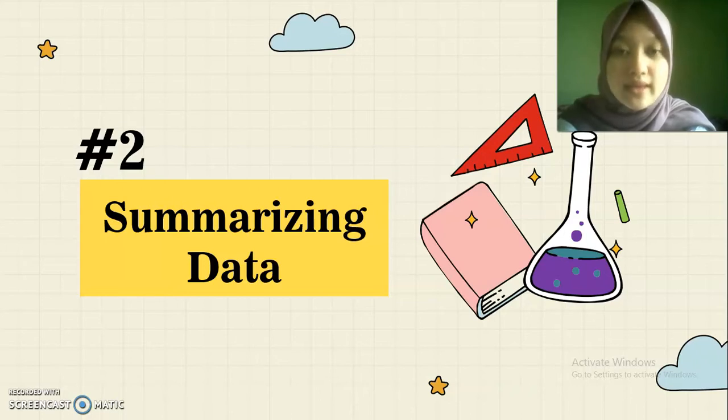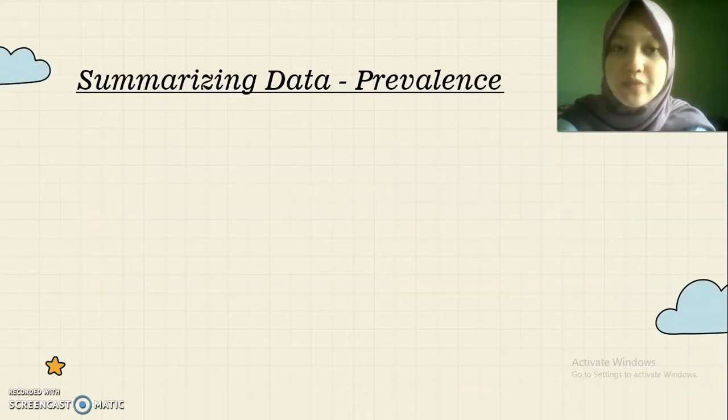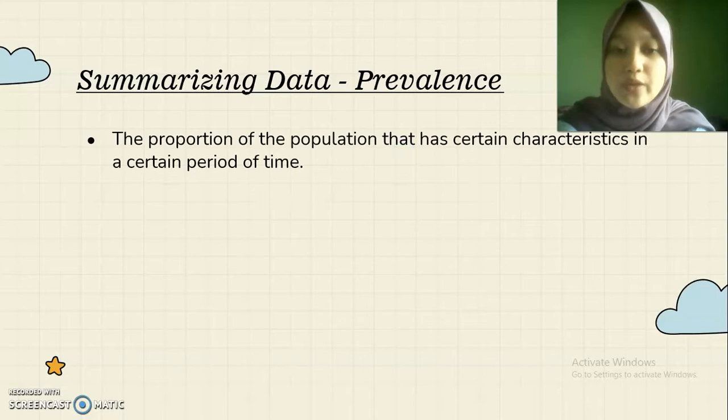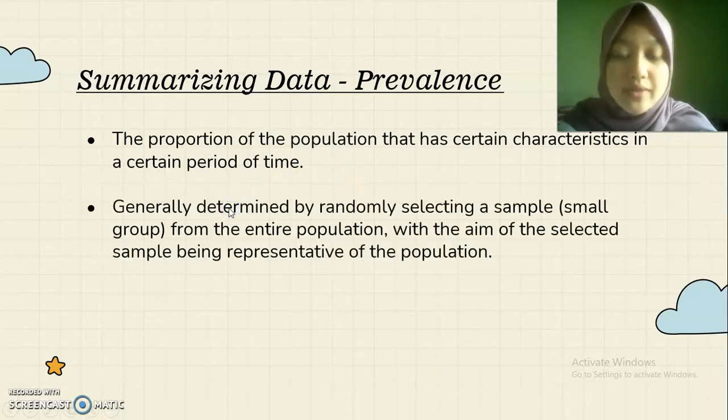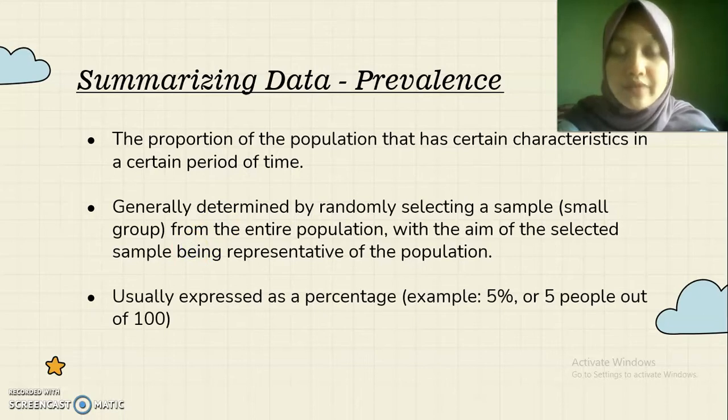For summarizing data, there is prevalence. And prevalence is a proportion of the population that has certain characteristics in a certain period of time. Generally, this is determined by randomly selecting a sample in small group from the entire population with the aim of the selected sample being representative of the population. Prevalence is usually expressed as a percentage, for example, 5% or 5 people out of 100.